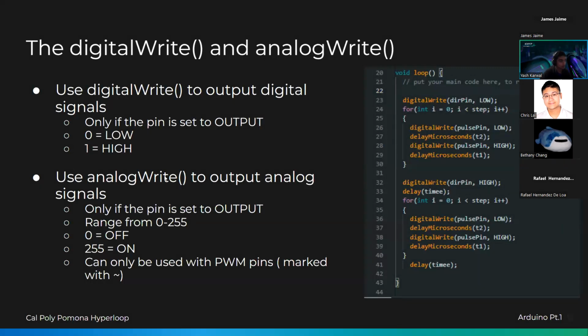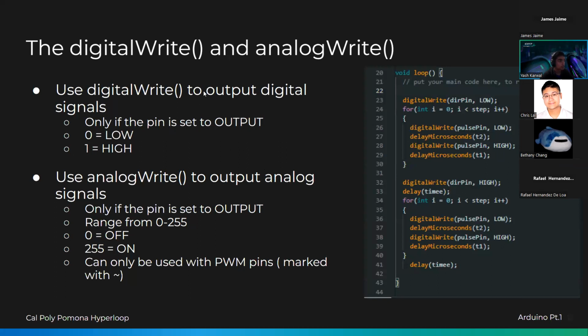So analogWrite, you can use for the PWM pins only. And those, again, go from a range of 0 to 255. So you can make an LED turn to half brightness at 127 if you put that in.